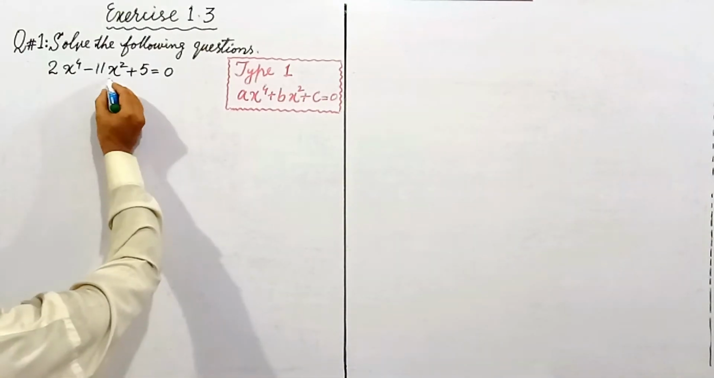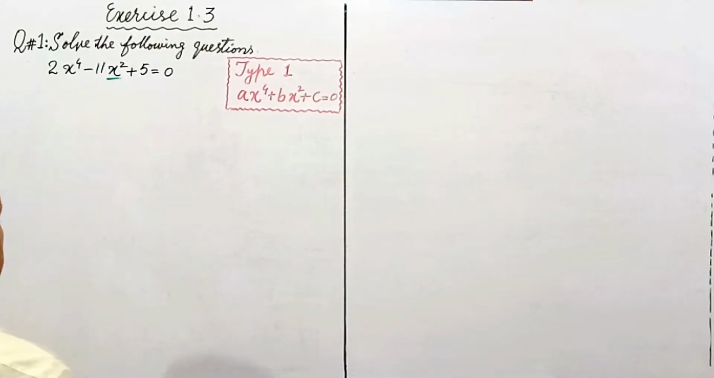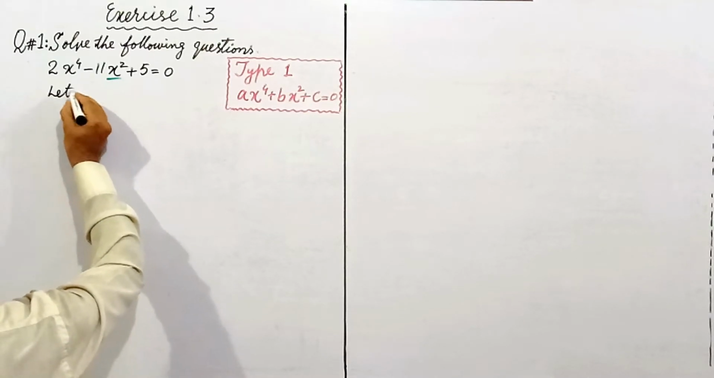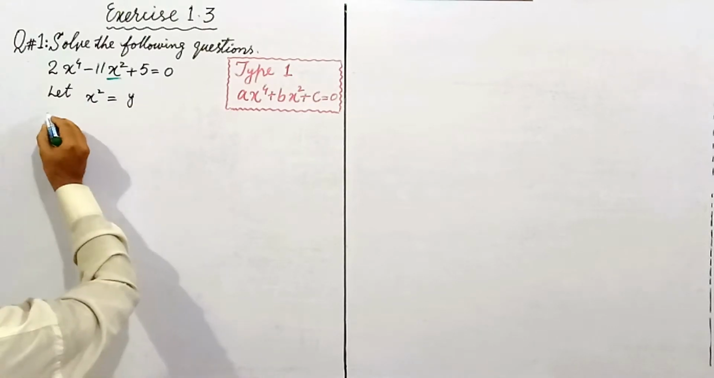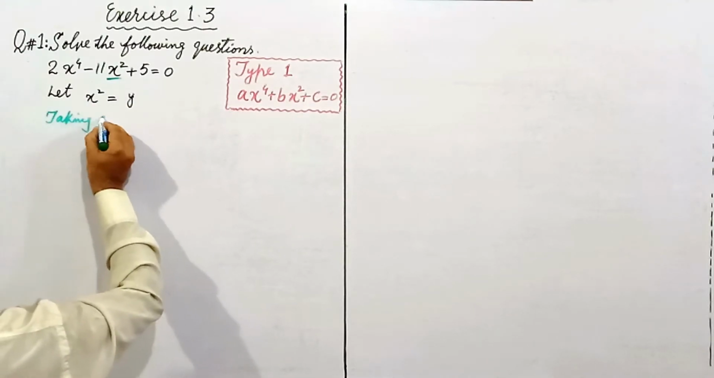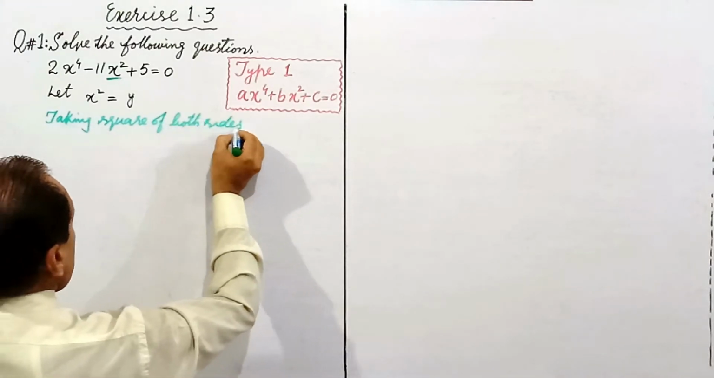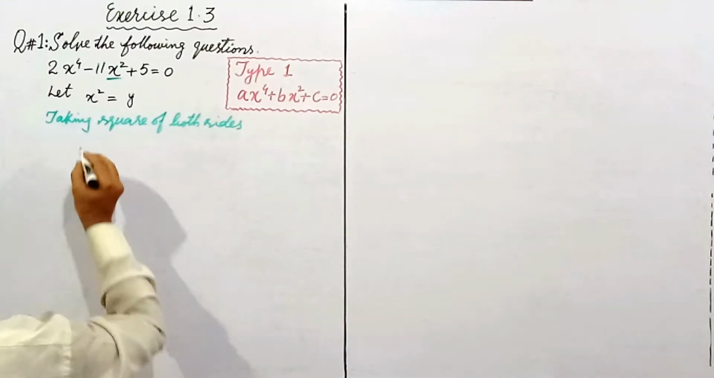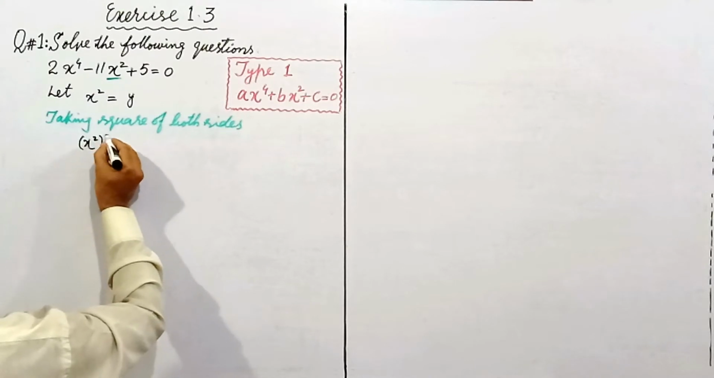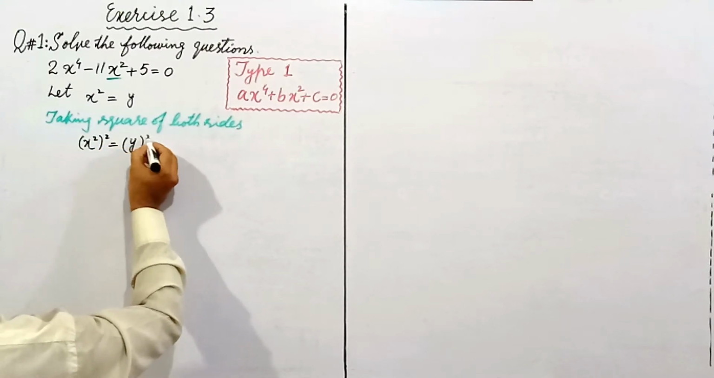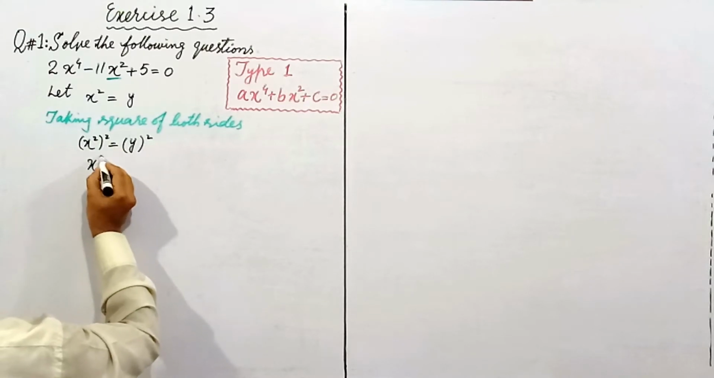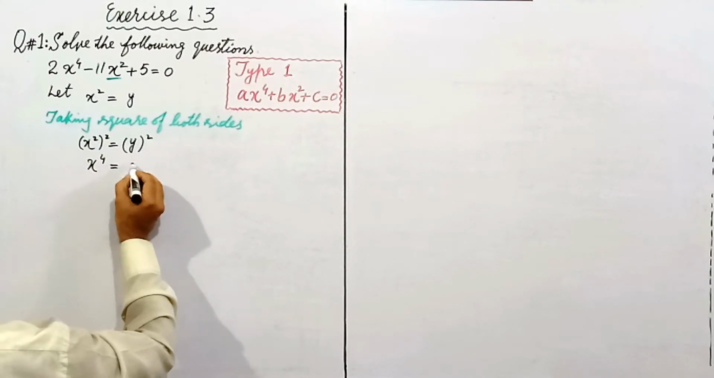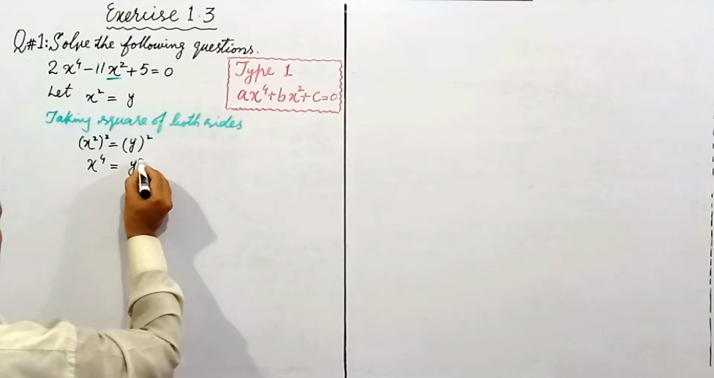For this, first we let x squared be equal to y. Taking the square of both sides, we have x squared whole squared is equal to y squared. According to the law of powers, 2 is multiplied by 2, so we have x raised to the power 4, and on the right hand side we have y squared.